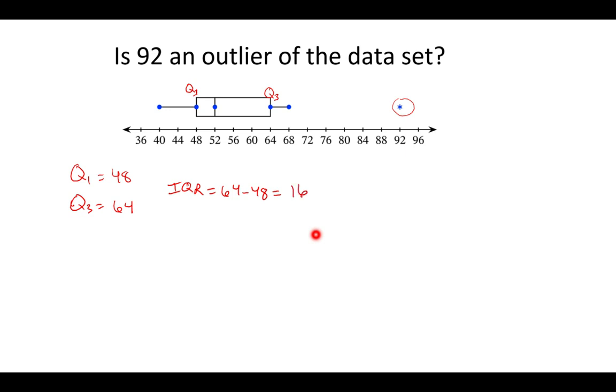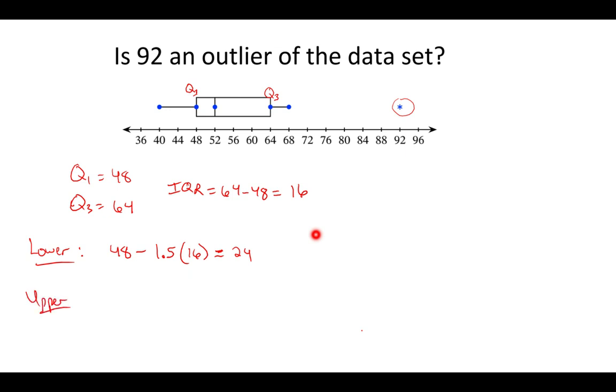So those are my 3 things I need. From there, I can do my lower. Now, technically on this one, you don't really need to do a lower because we're just asking about 92, right? And obviously 92 is not going to be below the lower bound, but for the sake of practice, let's go ahead. So remember for that one, we do our Q1, which is 48 minus 1.5 times IQR of 16. Can type that in. It's going to be 48 minus 24, and we get 24. So if a number had been below 24, it would be an outlier.